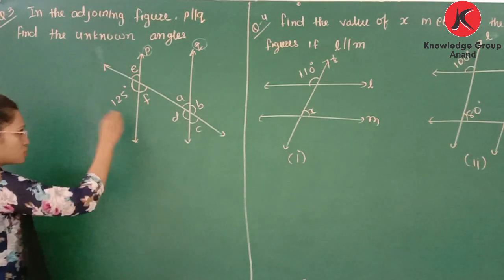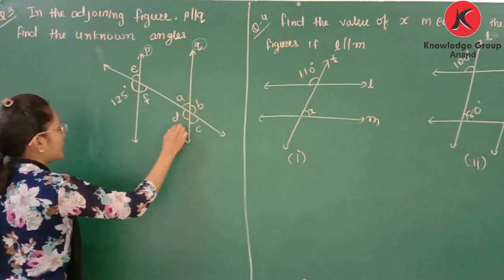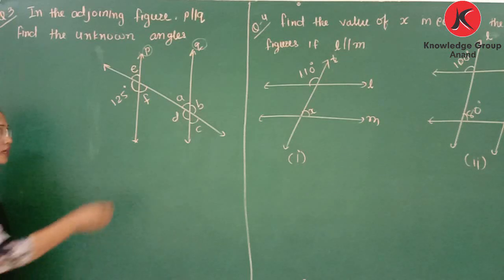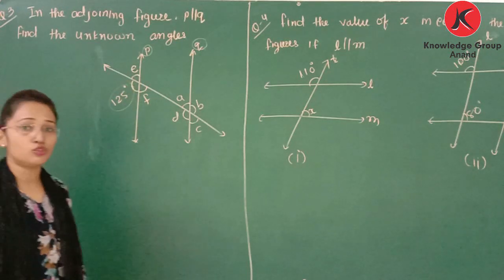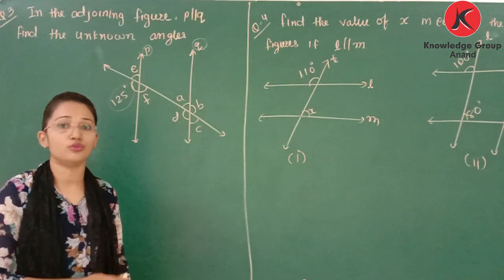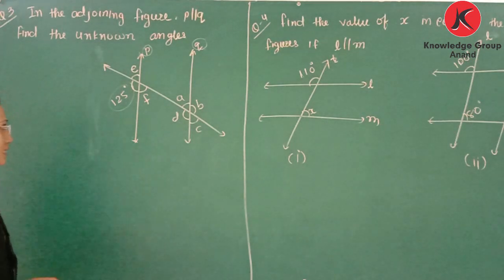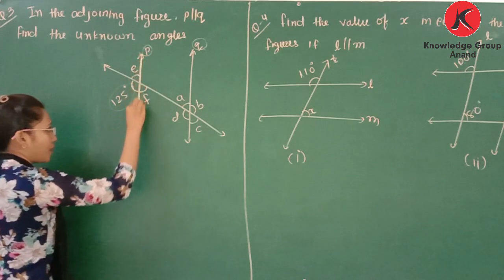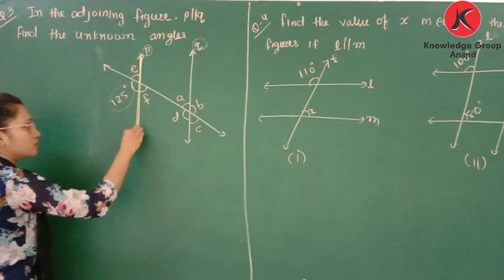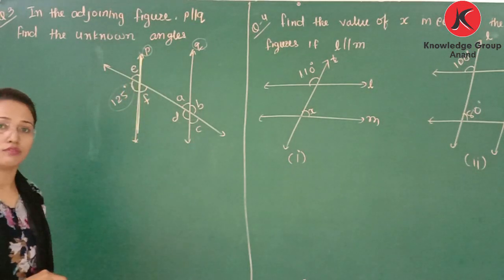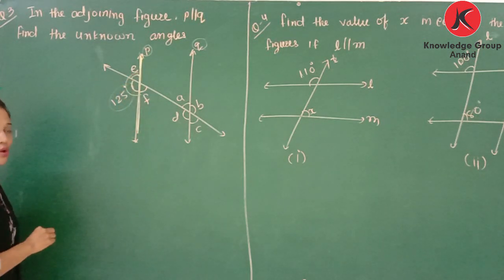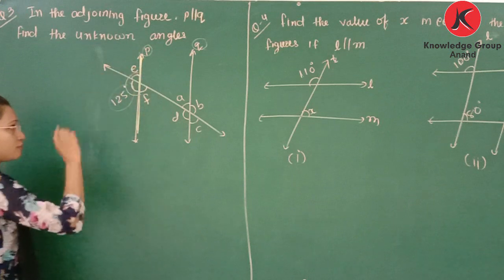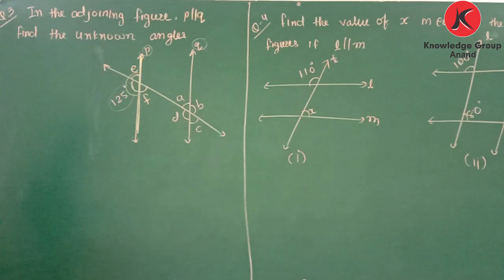Find the unknown angles. So here you can see A, B, C, D, E and F are unknown angles. Only this angle is given, 125. So here we need to apply the properties we learned and find the angles. So let's start. You can say this is a linear pair. This is a straight line, and a straight line is 180. So if we want to find E, we need to subtract 125 from 180.